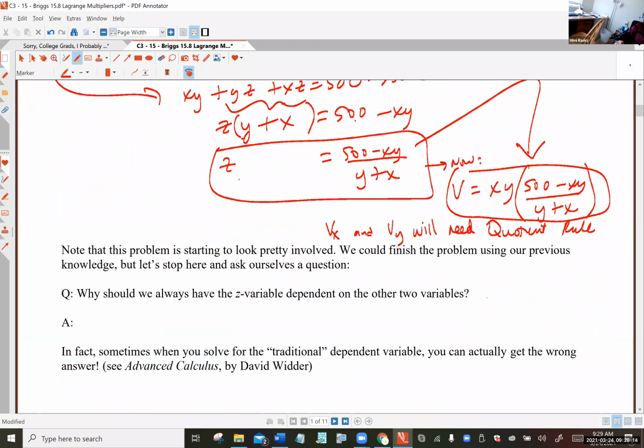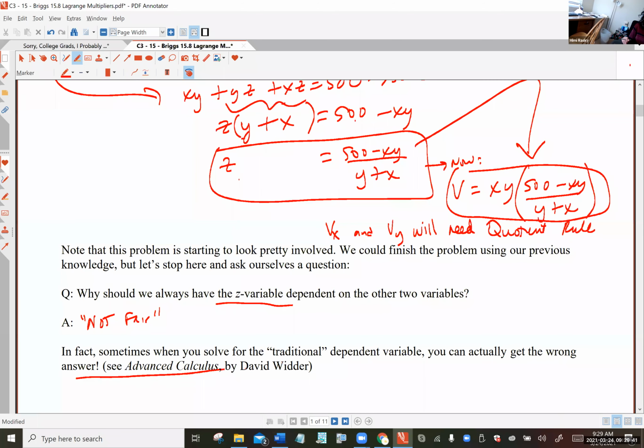Okay, fine. Now, just a little stopping point, because Arnie, Professor Vallone, used to stop and go, hey, how come it's always the z variable that gets killed off? That's totally not fair. That's just not right. In fact, so I'll just put not fair. In fact, sometimes when you solve for this traditional variable, you can actually get the wrong answer.